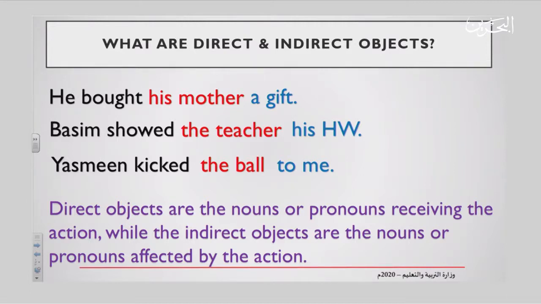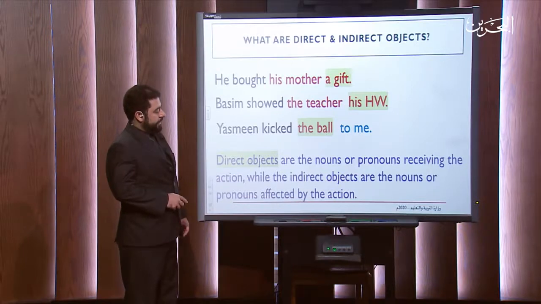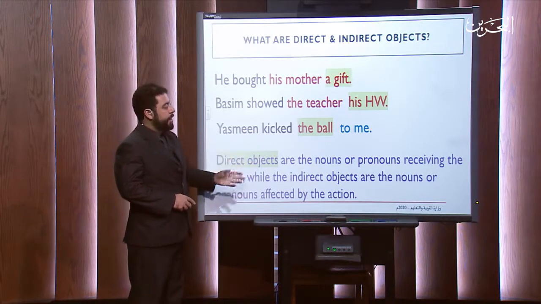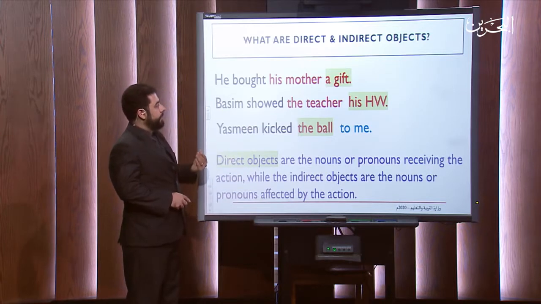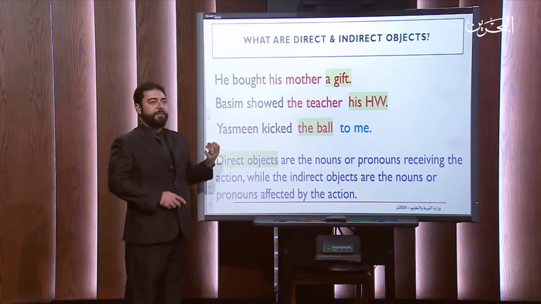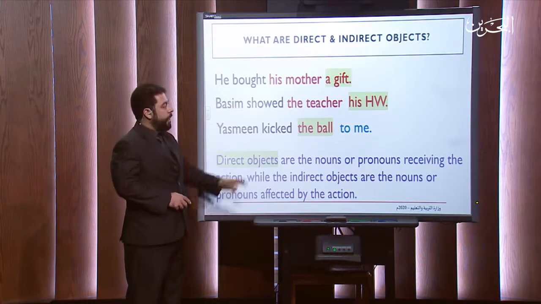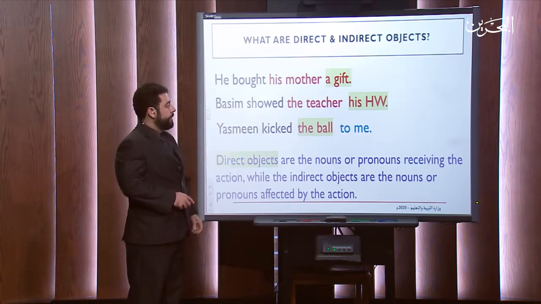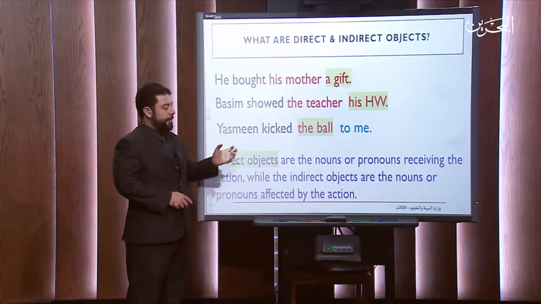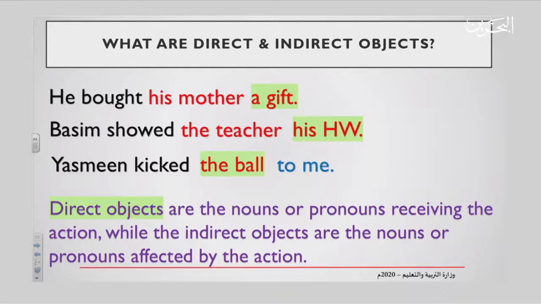So let's check the direct objects. Direct objects, as we said, are nouns or pronouns receiving the action. So, I bought a gift. Okay, so gift received the action of buying. Also, his homework received the action of showing. The ball received the action of kicking.